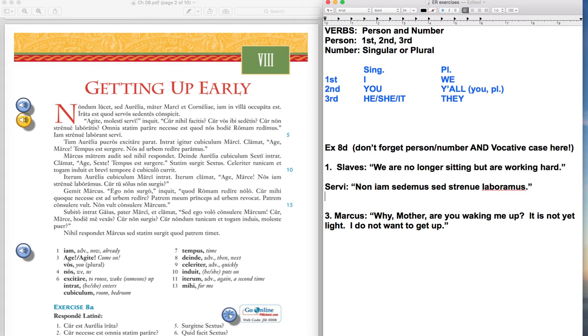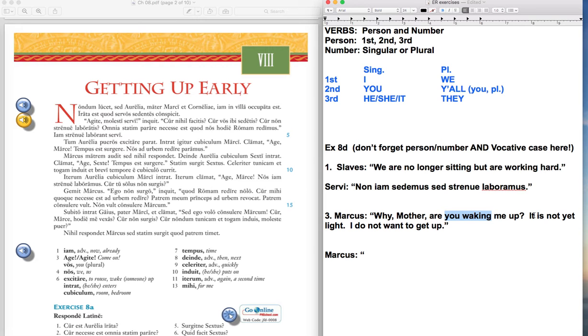Okay, that's the shorter one. Marcus's sentence might take a little bit longer. Let's talk about person and number in this real quick. Marcus is doing the speaking, so we don't have to really worry about him. We'll just say Marcus says this. He says, "Why, mother, are you waking me?" So that's you singular right here. You are waking. And then he says, "It is not yet light."